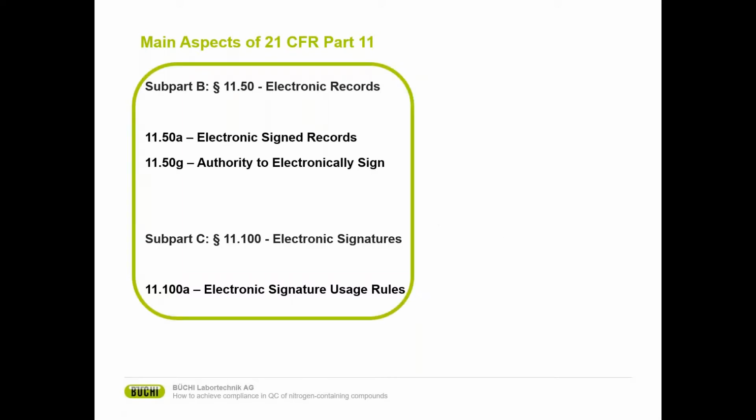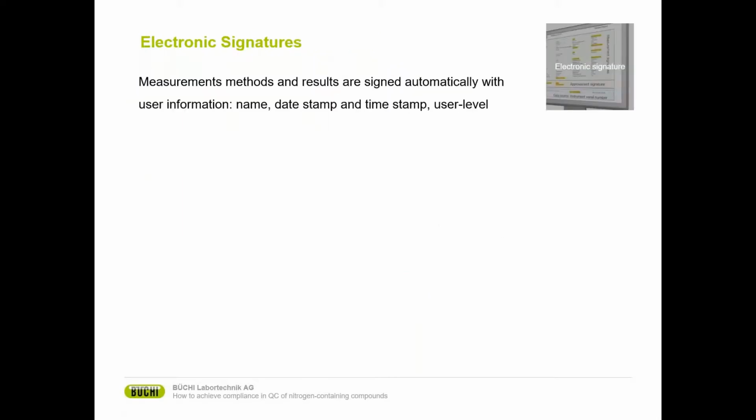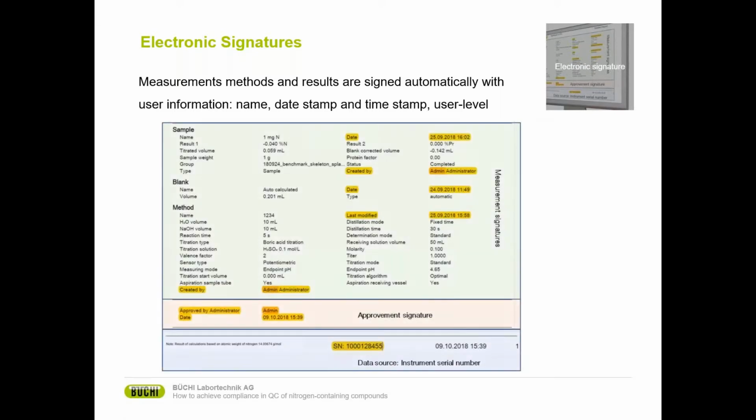And now let's have a look about this whole section, how our system is performing in the feature of electronic signatures. So measurement methods and results are assigned automatically with the user information. That includes the name, the date stamp, and the timestamp, as well as the user level. And here you can see an example of how this looks like in the end. So on the top, you have the result. So you can see the date and timestamp when the result was obtained. And of course, also who created this result. So you see created by admin. So admin is the name in this case. And behind you see administrator. So administrator is the user level.